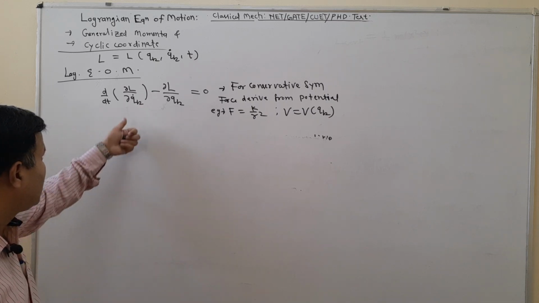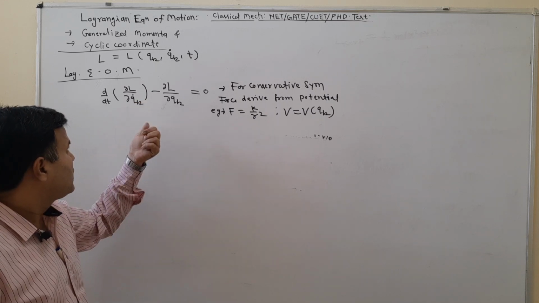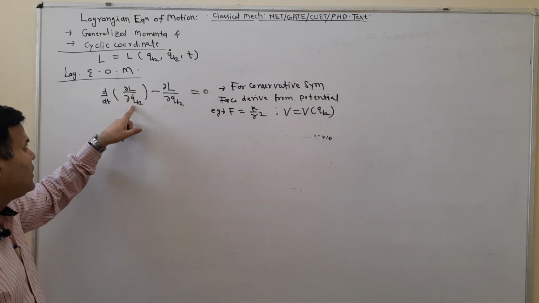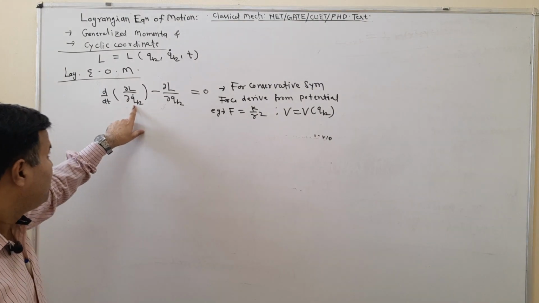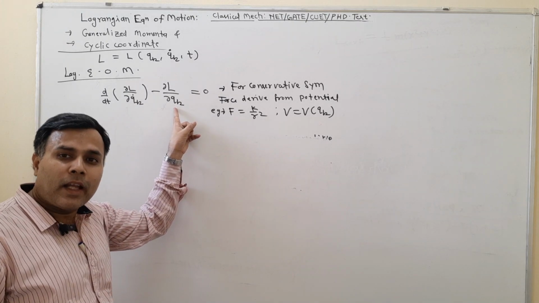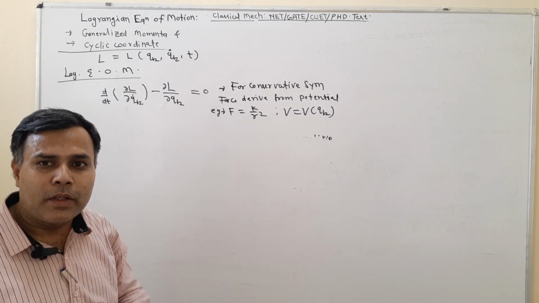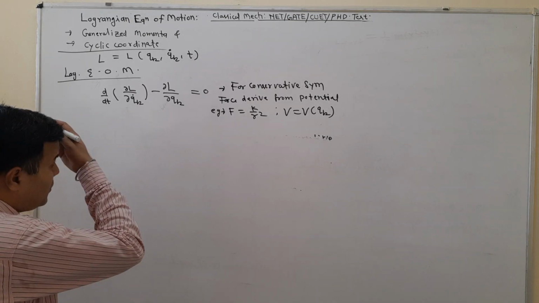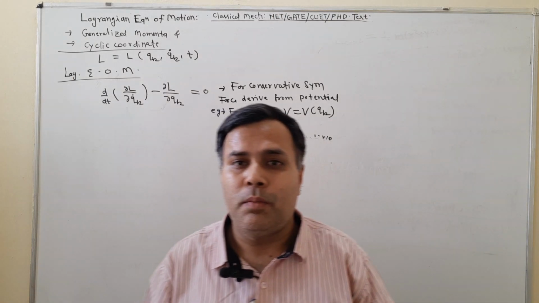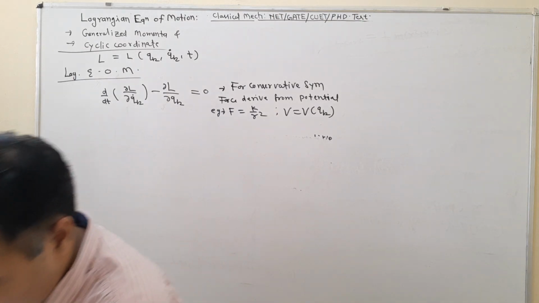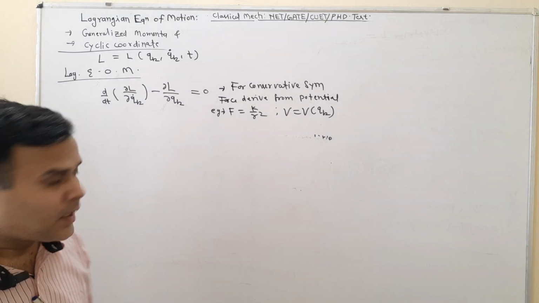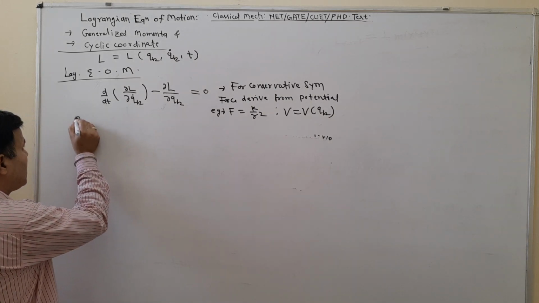Here del L upon del qk dot, where qk dot is the velocity, means differentiating the expression of the Lagrangian partially with respect to velocity. And this is differentiating the Lagrangian partially with respect to the generalized coordinate. This is the meaning of partial differentiation. Now, if we have a Lagrangian expression or Lagrangian equation of motion, how do we analyze the concept of generalized momenta and cyclic coordinates? First, the concept of generalized momenta.